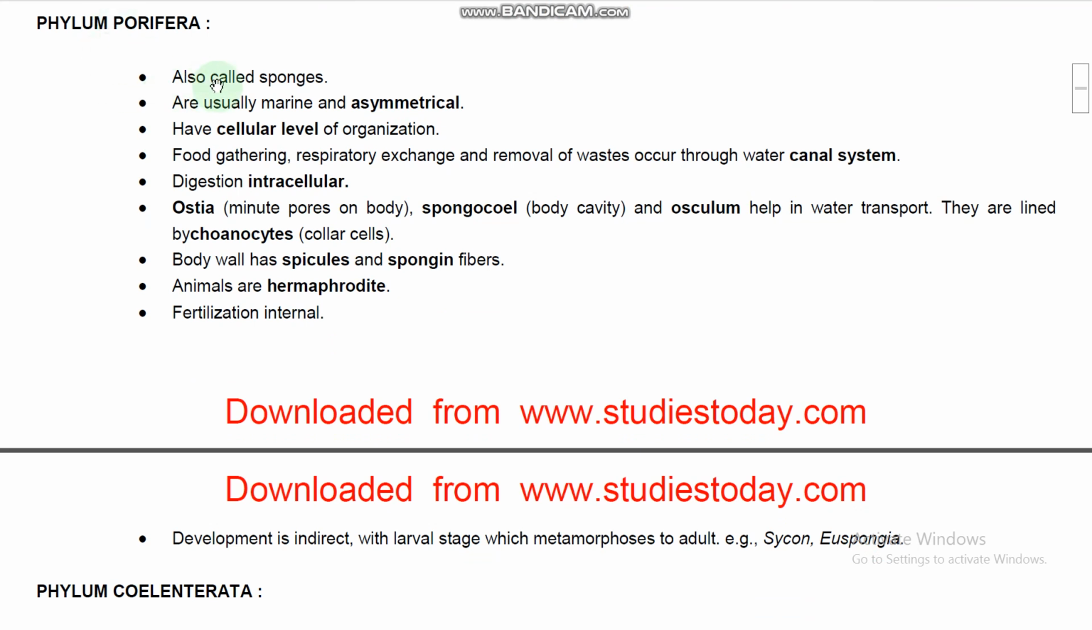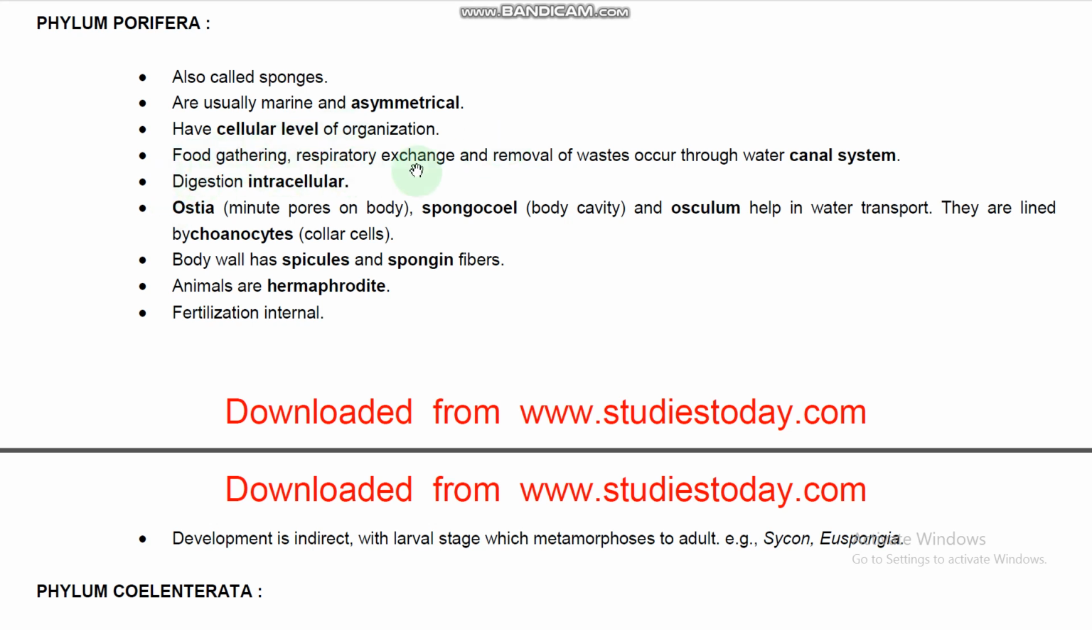So let us discuss phylum Porifera, general characters and some of the unique characters. Phylum Porifera, commonly called sponges. These are usually marine and asymmetrical. The habitat is usually marine, and some are freshwater also. Asymmetry means there is no symmetry, and they exhibit a cellular level of organization. Even though unique, the cells exhibit different types of body functions. There is no formation of tissues and body parts.